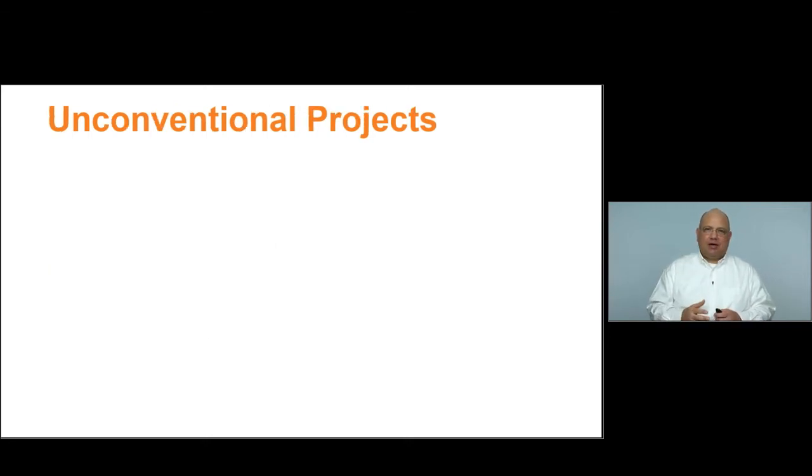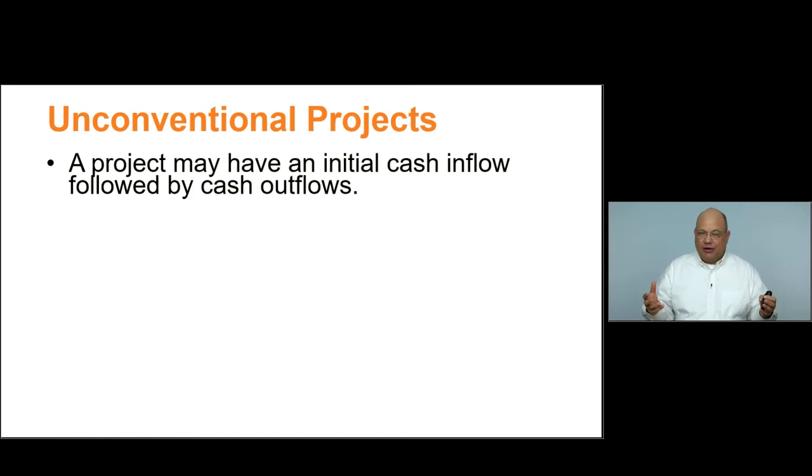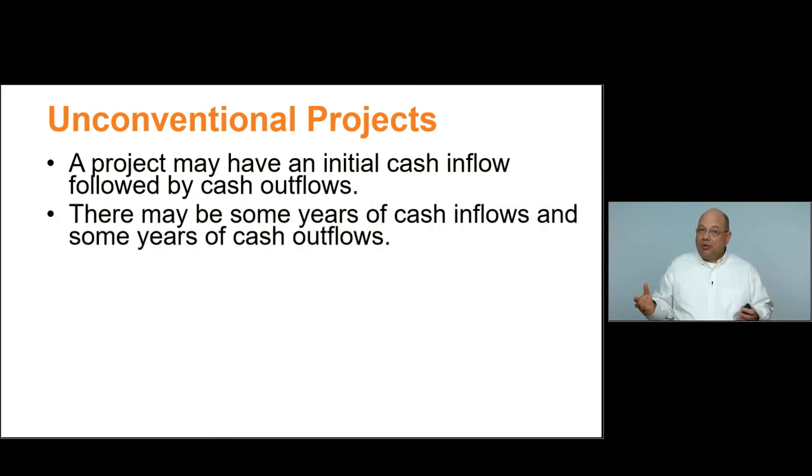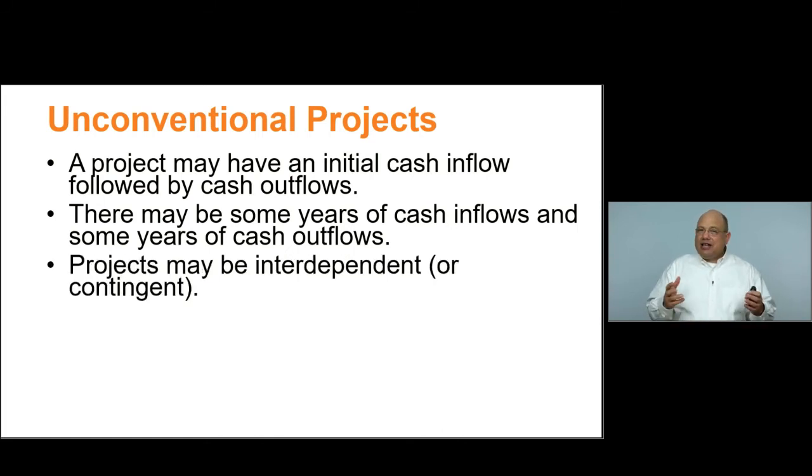So some of the examples of unconventional projects, and we've mentioned these in the past as well. A project may have an initial cash inflow followed by cash outflows. Okay, we make an investment really in terms of receiving the investment, and then we have to make the cash outflows after we get that initial cash inflow. There may be some years where we have cash inflows and some years in the future where there are net cash outflows. The projects may be interdependent or contingent, meaning if it's interdependent, if we do A, we also have to do B. Or contingent is if we can't do B unless we've done A, something like that, where it's not independent from each other. Okay, they're kind of connected to each other.